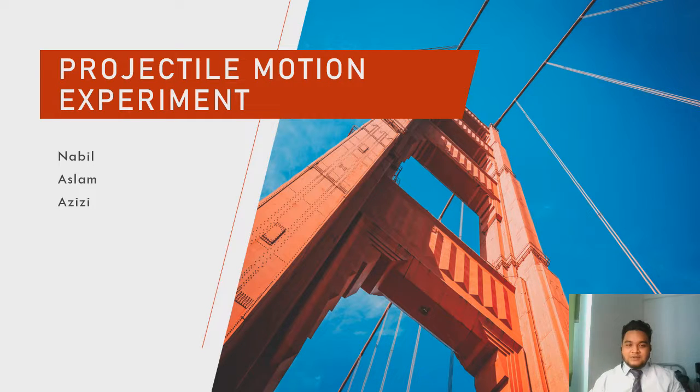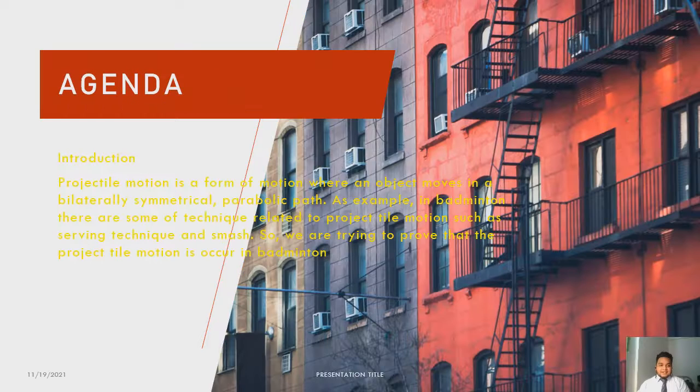This video is about to explain to you all the projectile motion experiment for my group. The introduction for this experiment is projectile motion is a form of motion where the object moves in a relatively symmetrical and parabolic path. In this experiment, we are using the badminton swing technique, and we are trying to prove to you all that projectile motion occurs in the badminton.